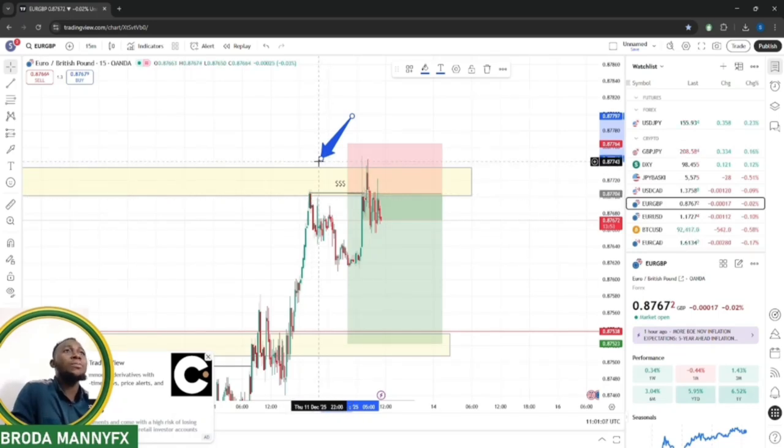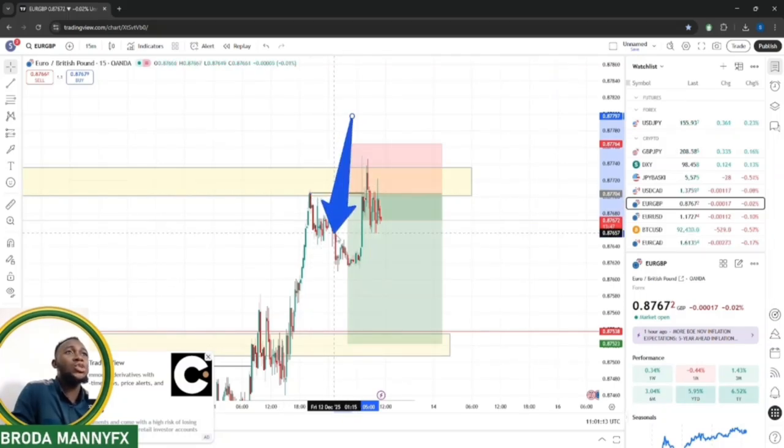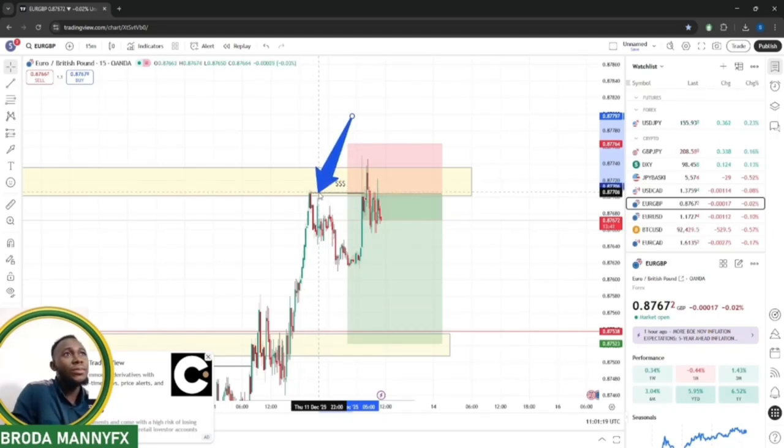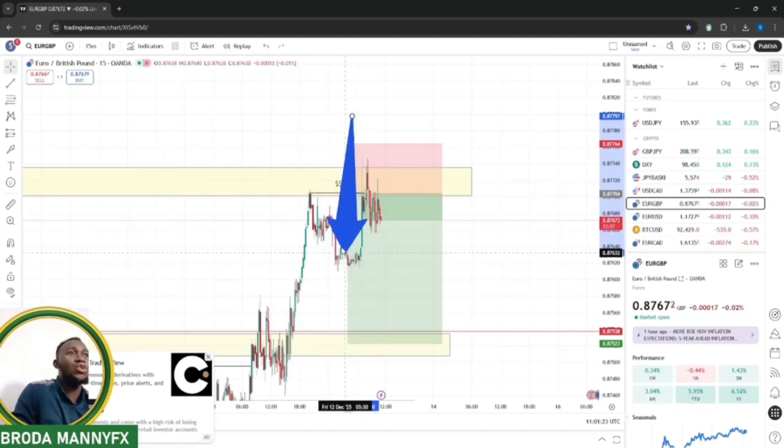When this price mitigated this order block here, so many people would have started selling at this zone, and they would have placed their stop loss slightly above this initial mitigation. And then what market will do is the market will do as if it wants to sell, and then it will come back and take out all of the people that started selling early. And that's exactly what played out here.